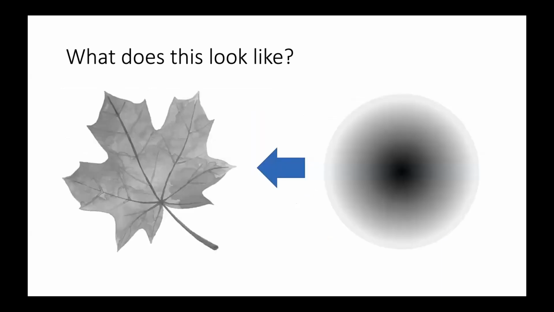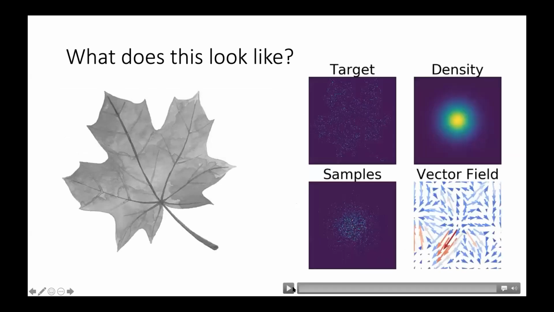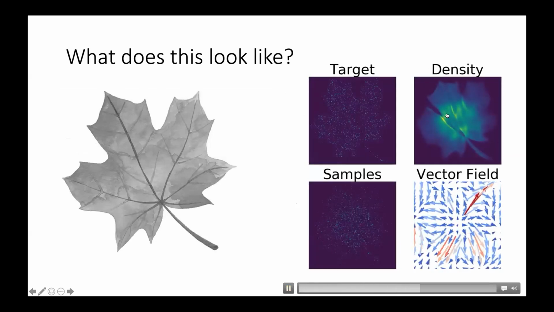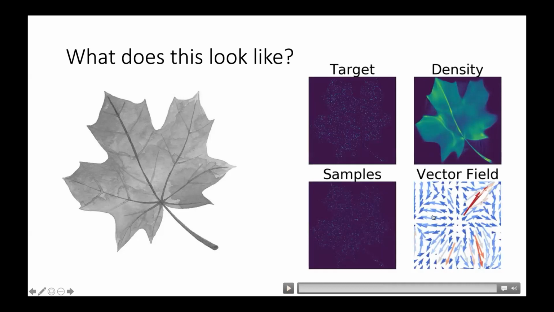So another way of visualizing this, right? Okay, we take a very simple distribution, a Gaussian in 2 dimensions, and we want to make a more complicated one, something that looks like a maple leaf. And so here's a video of what happens, right? So we have this density field, and it slowly changes over time according to this vector field that tells you where things go.